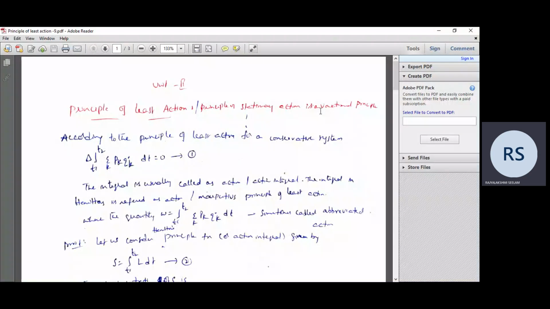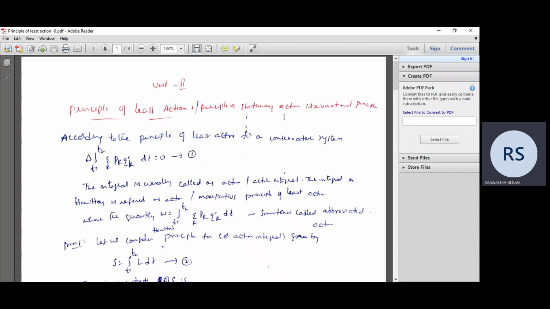The principle of stationary action is a variational principle. The principle of least action, or principle of stationary action, is a variational principle. So in this topic, if you consider a mechanical system and want to derive the equations of motion, you have to apply variation or stationary action.